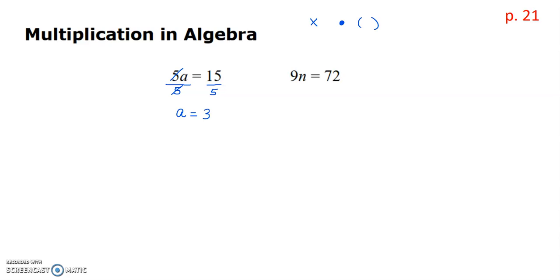Same goes with 9n is equal to 72. We're multiplying 9 times n, so therefore we must divide in order to remove it. And what we do on one side of the equation, we have to do on the other side. That gives us balance. So 9 divided by 9 is 1. That gets rid of it, isolating n. And 72 divided by 9 is equal to 8.